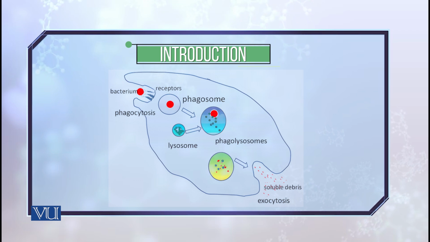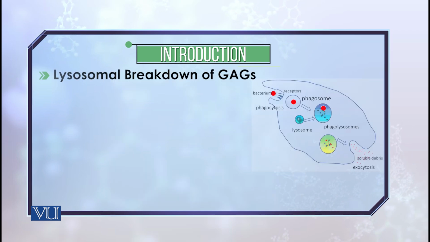So the location of most of these GAGs or the proteoglycans is outside of the cell, in the cell membrane or in the ECM. So they have to be imported in for the degradation process. That's why lysosomal degradation is a major degradation pathway for these molecules.